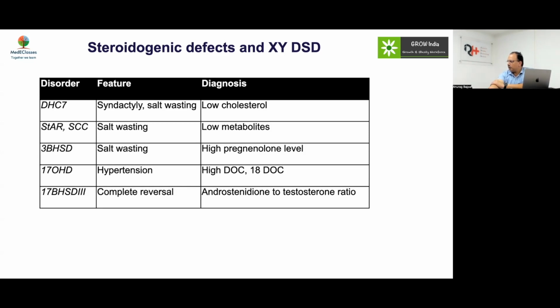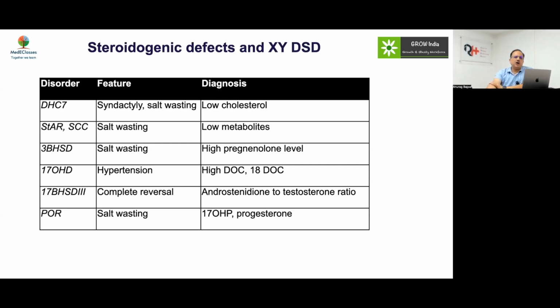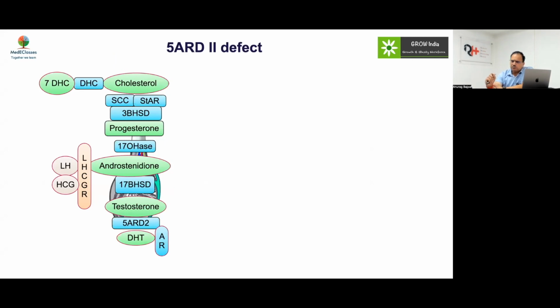17-beta HSD3 may cause complete sex reversal, or it may also cause atypical genitalia, depending upon how much the deficiency is. Your andro to testo ratio will give you the clue; it will be high. POR will cause salt wasting, and your 17-hydroxyprogesterone and progesterone will give you a clue. Now, 5-alpha reductase deficiency is basically a problem in activation of testosterone to DHT.